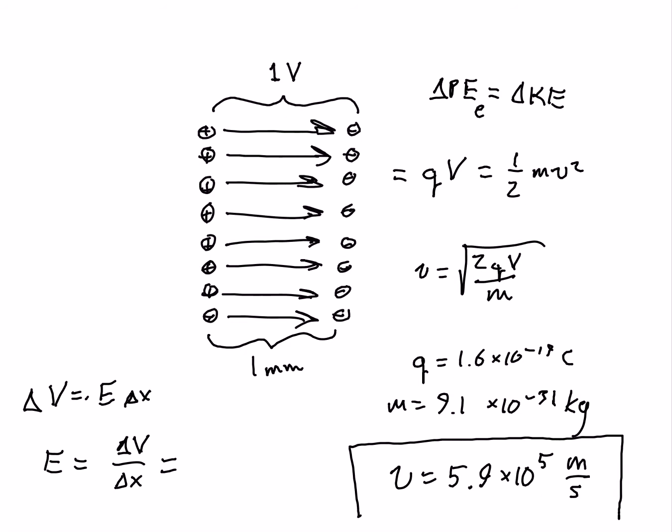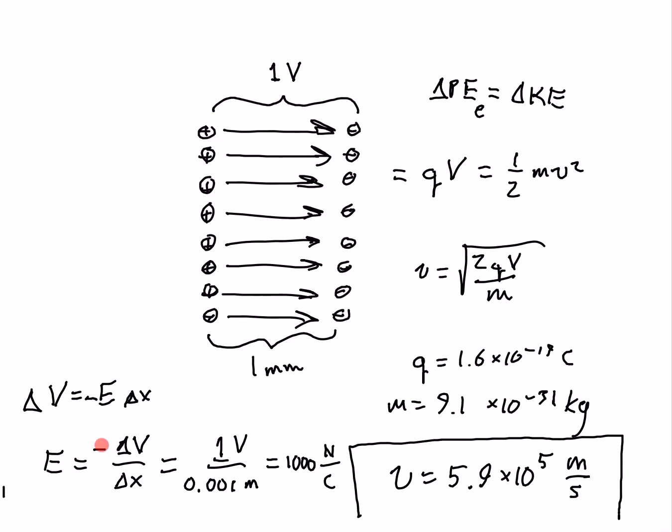And I guess there's supposed to be a minus sign in there. Putting in numbers, we get 1,000 newtons per coulomb. Now, note that the volt is the standard international unit for electric potential. So as long as we're staying in standard international units, when we get an electric field, the result will be in the standard international units for electric field.